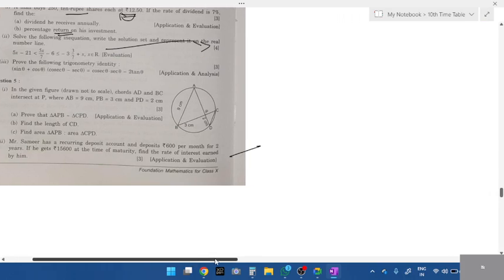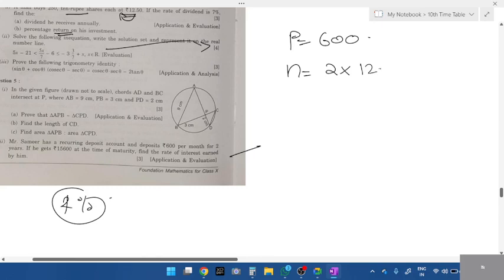Okay, I won't be teaching much, students. I'll quickly solve. What do we need to find here? Rate of interest. Samir has an RD account deposits. What is principal? 600. For how many years? Yes, correct. For 2 years. 2 into 12. What is the N value? 24 months. Remember, you shouldn't convert into years. Is it clear? You should convert into months. If he gets 15,600 at the time of maturity, what do you mean by that? What is maturity value?